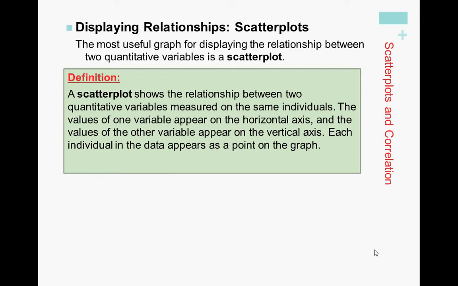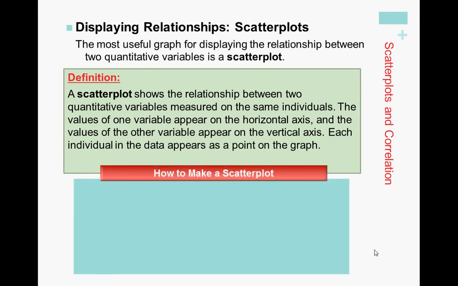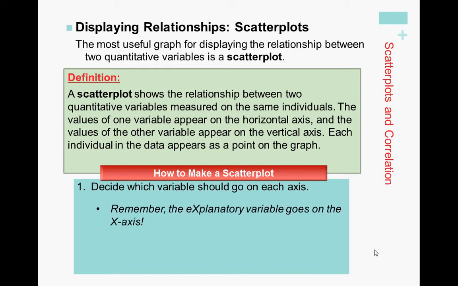So how to make a scatter plot? Because you need to know how to graph, right? You decide which variables should go on each axis. In general, the explanatory variables go on the x-axis, response variables on the y. And there it is right there. So remember, explanatory variables go on the x-axis. This is an important thing to remember.